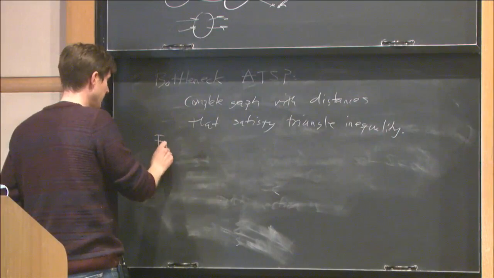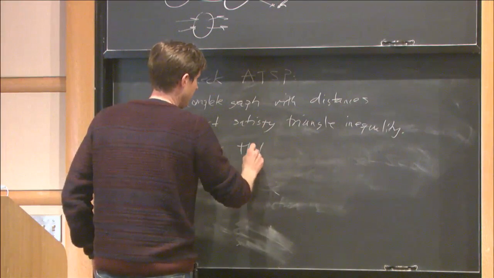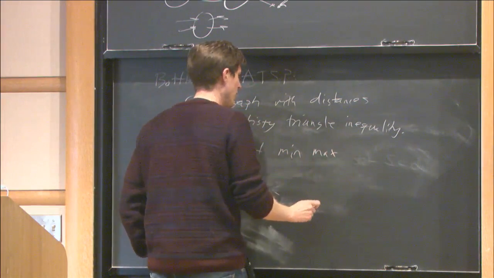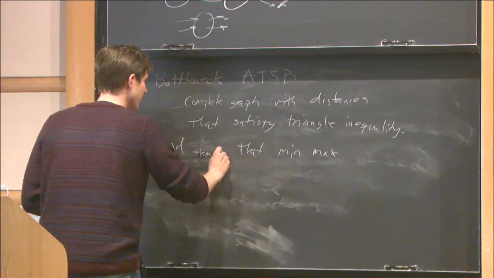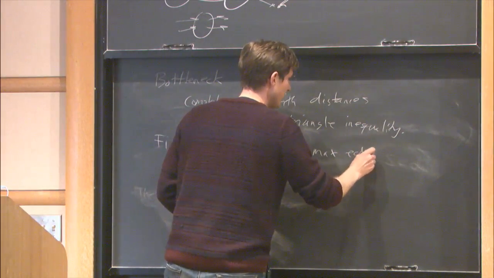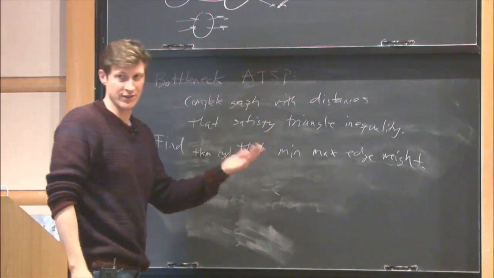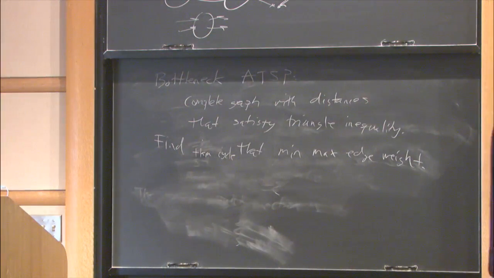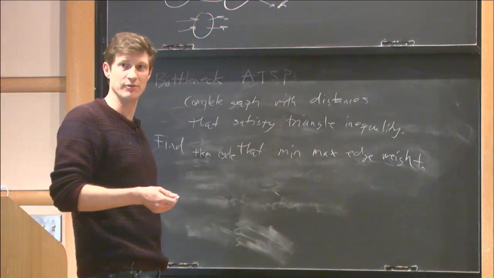find a tour that minimizes the max. Find, now it's a Hamiltonian cycle actually. Now it's important, a Hamiltonian cycle that minimizes the max edge weight. This turns out to be equivalent to finding a tour of bounded degree. So suppose you're getting an LP solution where everybody has degree 1, find an Eulerian tour of bounded degree.